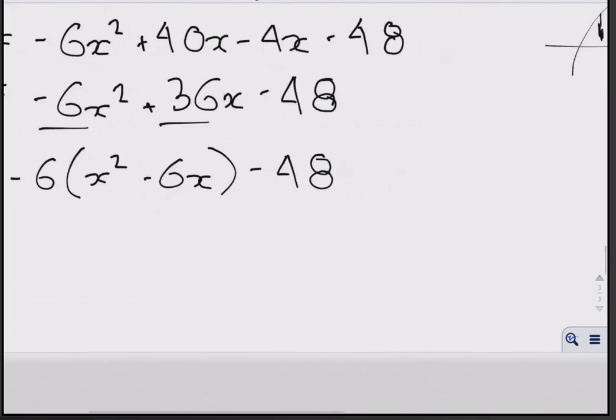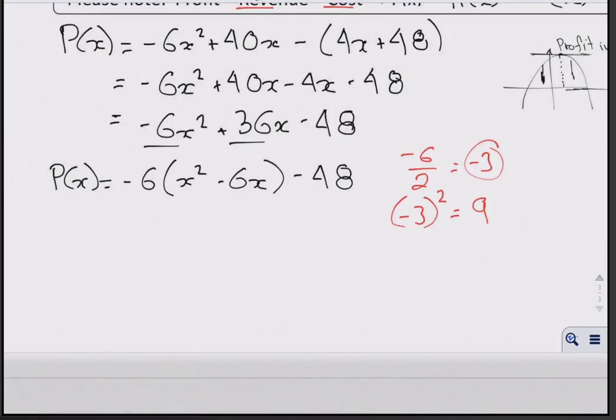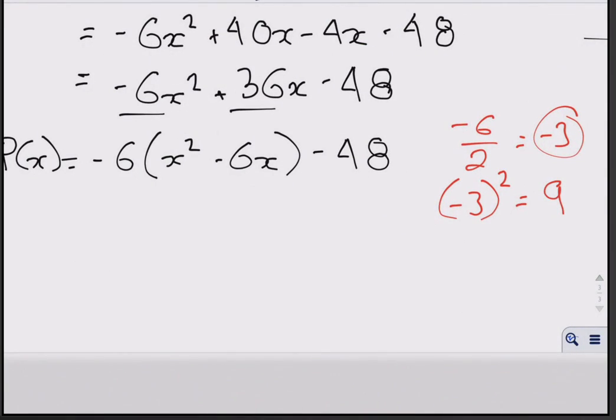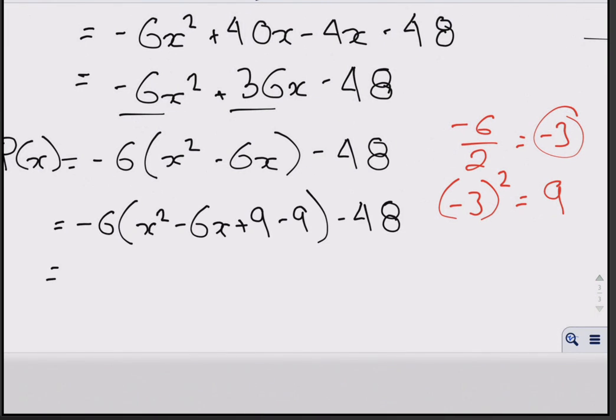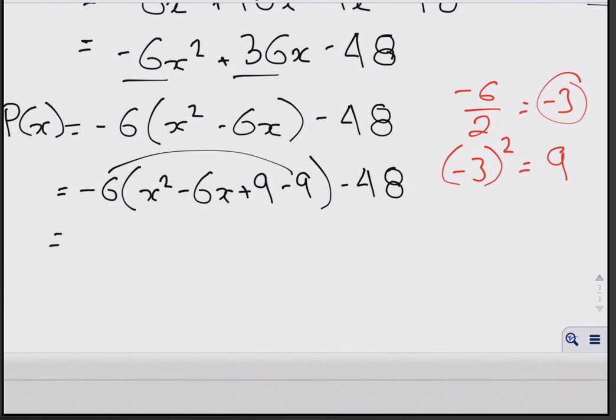And then off to the side, I take that negative 6. I'll do it in red. Negative 6 divided by 2 gives me negative 3. I'm going to circle that. Then I take that negative 3, I square it to give me 9. This is the number I bring back inside the brackets. So plus 9 minus 9, minus 48. Now that final 9 I take out, but I've got to hit it with the negative 6. So negative 6 times 9 becomes positive 54 minus 48.